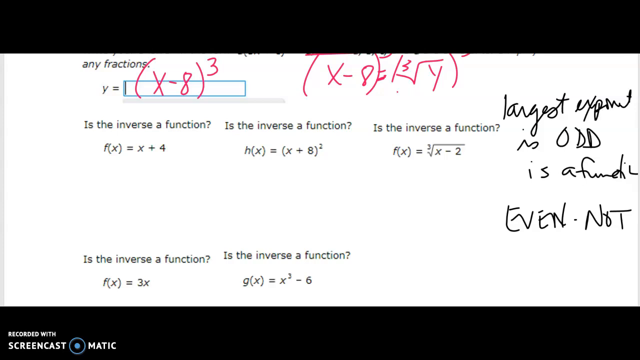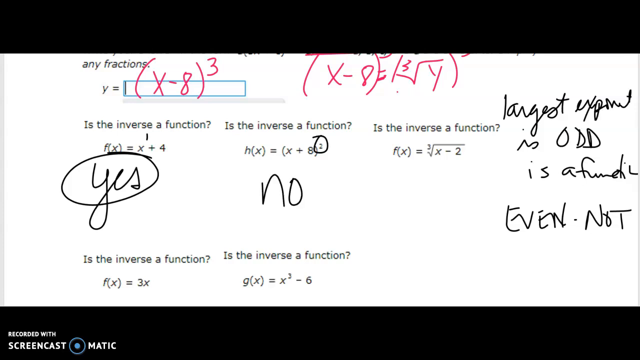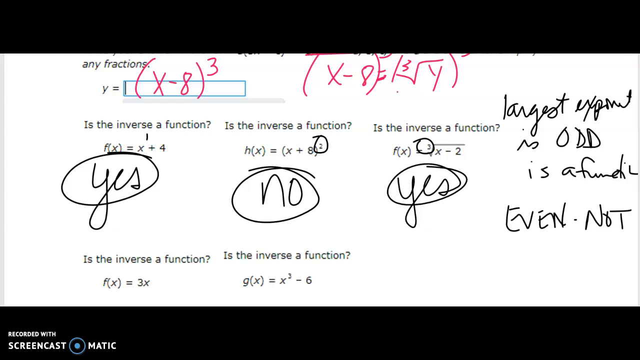Okay? So your largest exponent is 1. So if I found the inverse, it would be a function. Your largest exponent is 2. So if I found the inverse, it would not be a function. Your cube root basically is an exponent, and it is odd. So if I found the inverse, it would be a function. That's a 1, so this is a yes. And that's a 3, so this would be a yes.